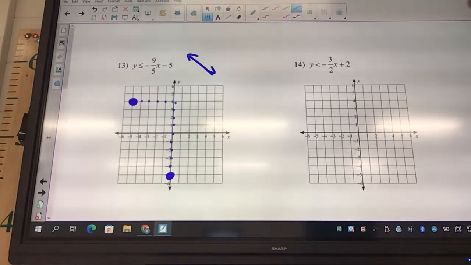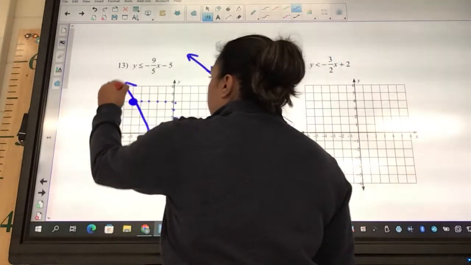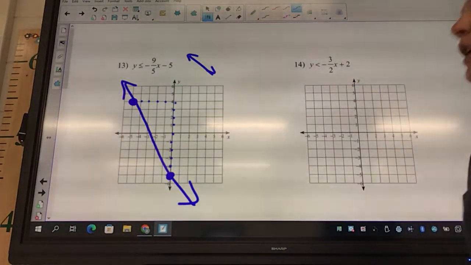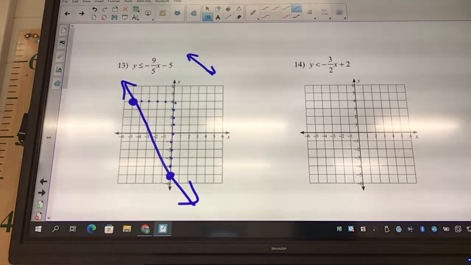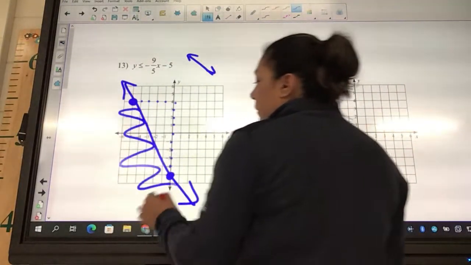And then is this gonna be solid or dotted? It's gonna be a solid line. And are we gonna shade above or below? We're gonna shade below.